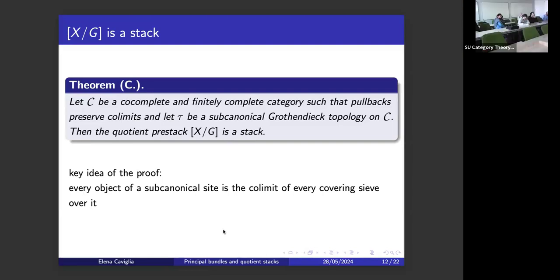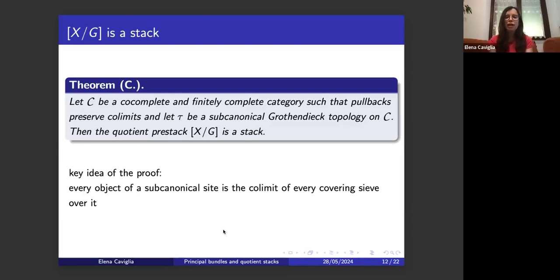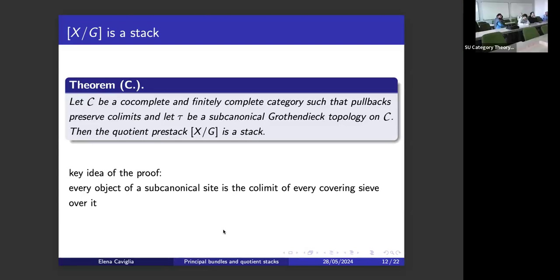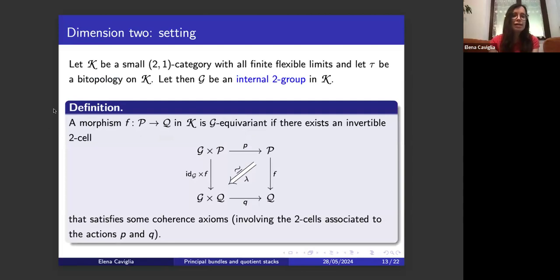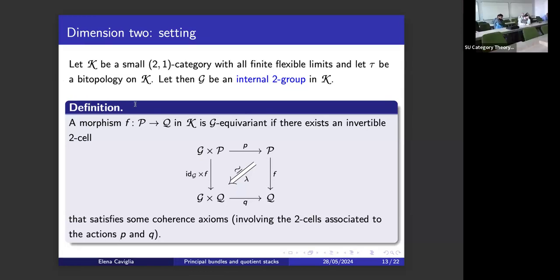And now what we want to do is we want to write the same story, but in dimension 2, so for a 2-category instead. So our setting here will be a (2,1)-category. Some of the things I'm going to say can be done in general for a 2-category, but we'll need the 2-cells to be invertible in order to construct quotient prestacks. So I'm just taking this hypothesis from the beginning.